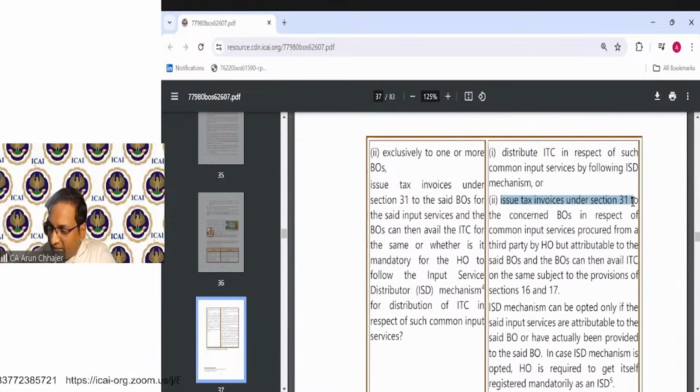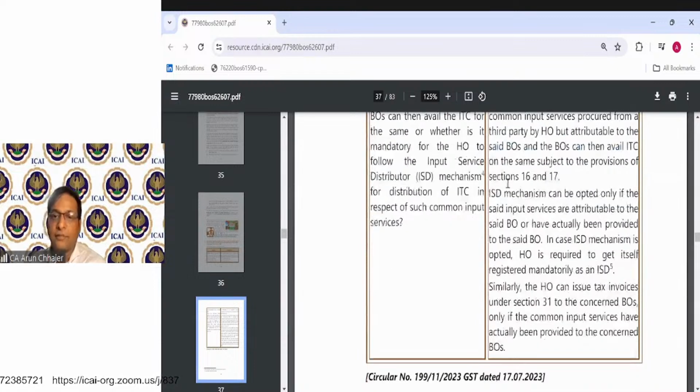HO will take the ITC and they can distribute the ITC to the branches. The ISD mechanism can be opted only if the said input services are attributable to the said BO or have actually been provided to the said BO. In case the ISD mechanism is opted, HO is required to get itself registered under ISD. And similarly, the HO can issue the tax invoice, which we have discussed.